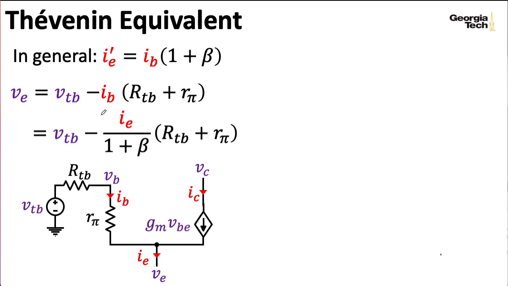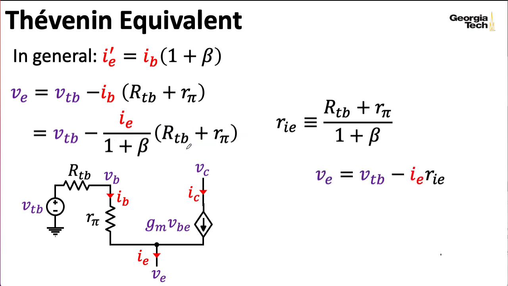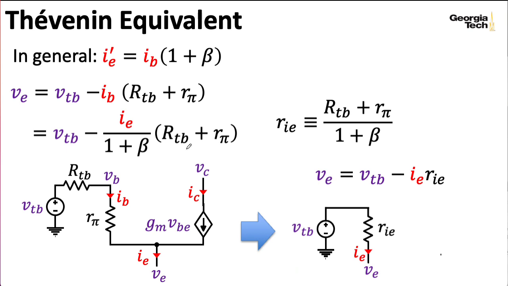And then if I look at this, I say, oh, I have a constant voltage, and then I have something in the form of Ohm's law, so that looks kind of like a Thevenin equivalent. So let me define RIE to equal this business here, this RTB plus R pi divided by 1 plus beta, allowing me to rewrite this as VE equals VTB minus IE times RIE. And then I can write down a circuit that looks like this that just implements this equation.